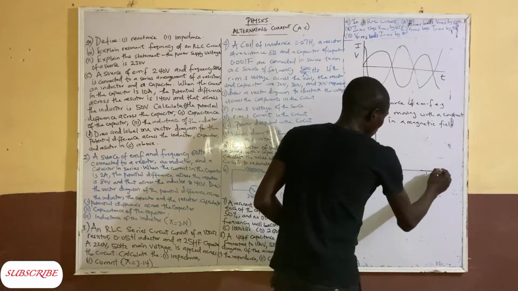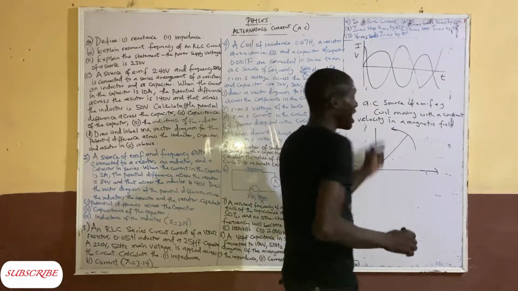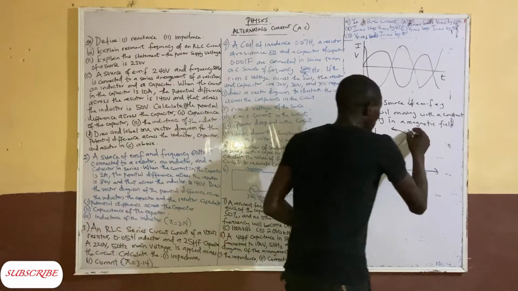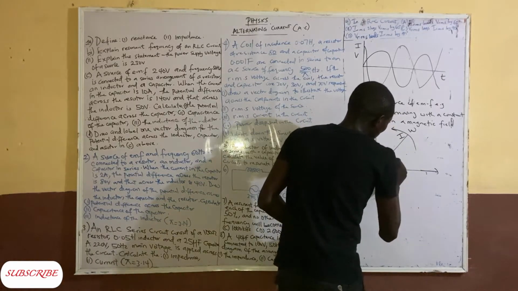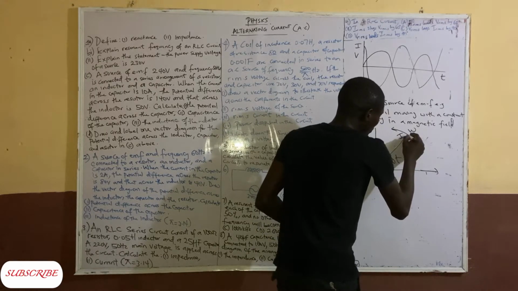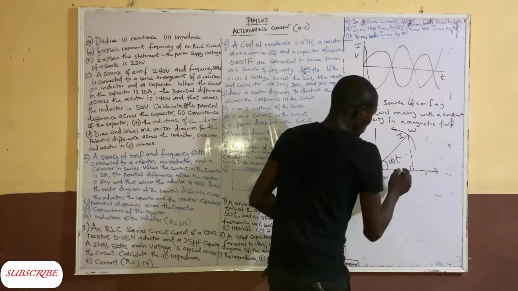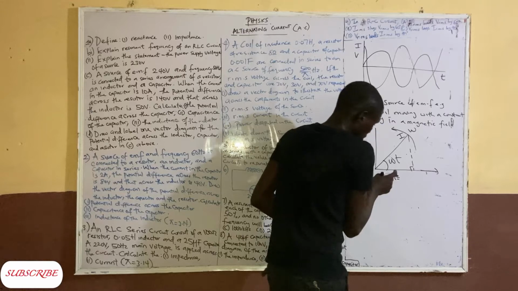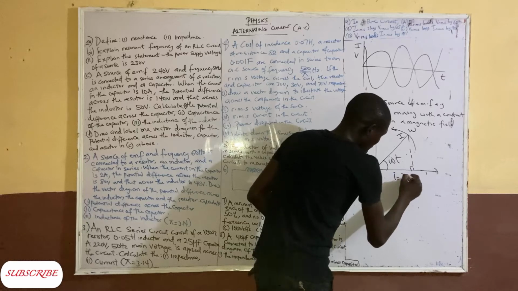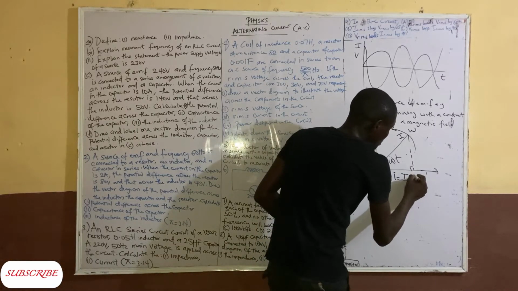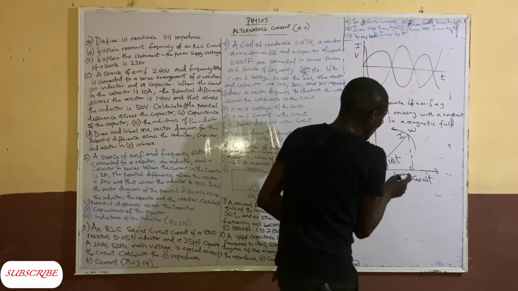Graphically, you have a body moving with a constant angular velocity in an anti-clockwise movement with W, having a current of I and making an angle of WT. By using Pythagoras theorem, we determine that this I, which is called the instantaneous current, is given as I naught, which is the peak, sine or cos WT.